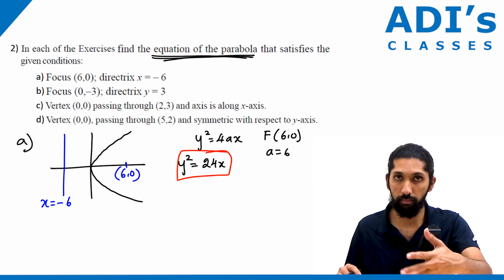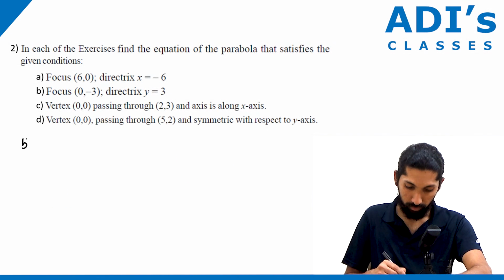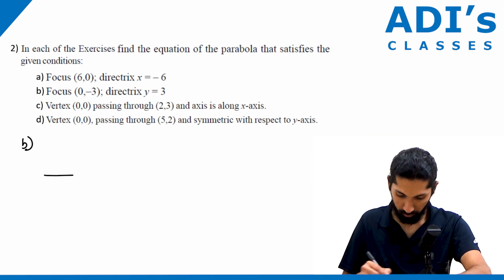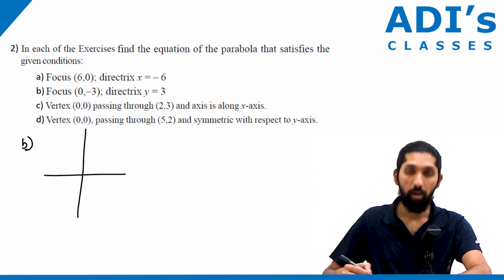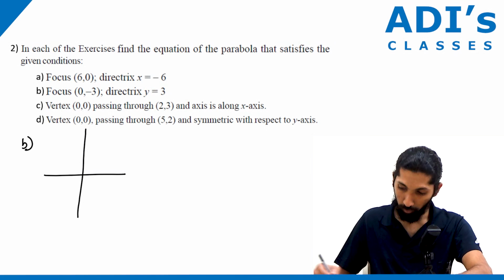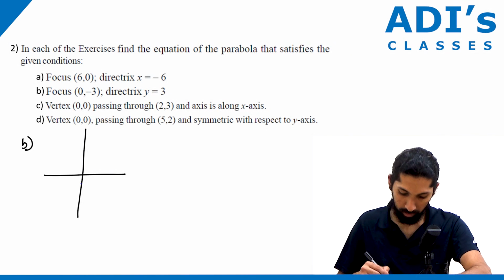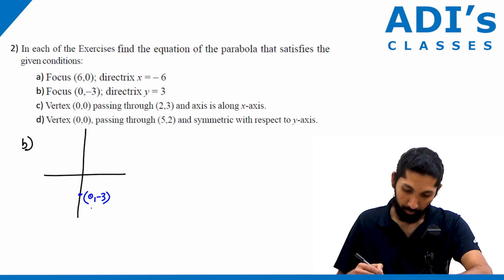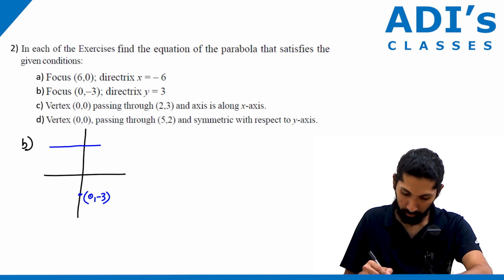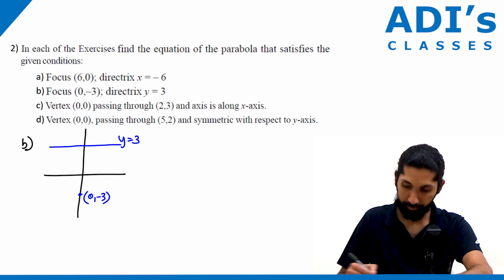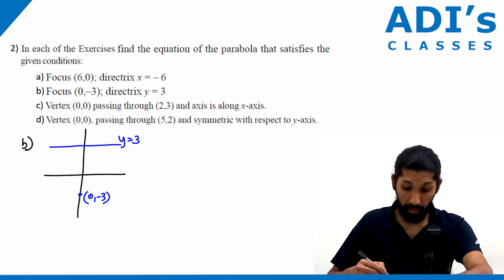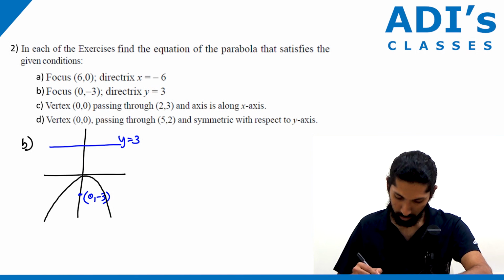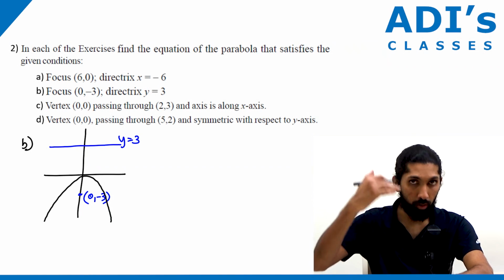Very similar to this. Focus is 0 comma minus 3. Again, first draw this one. Focus is 0 comma minus 3. So 0 minus 3 is here. Directrix is y is equal to 3. See, y is equal to 3. The graph will look something like this. It's a down opening parabola.